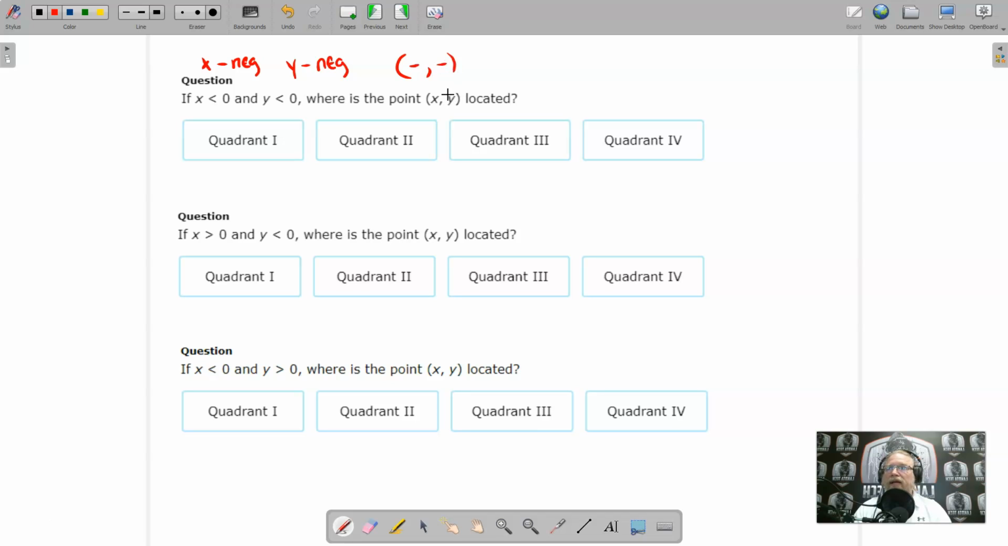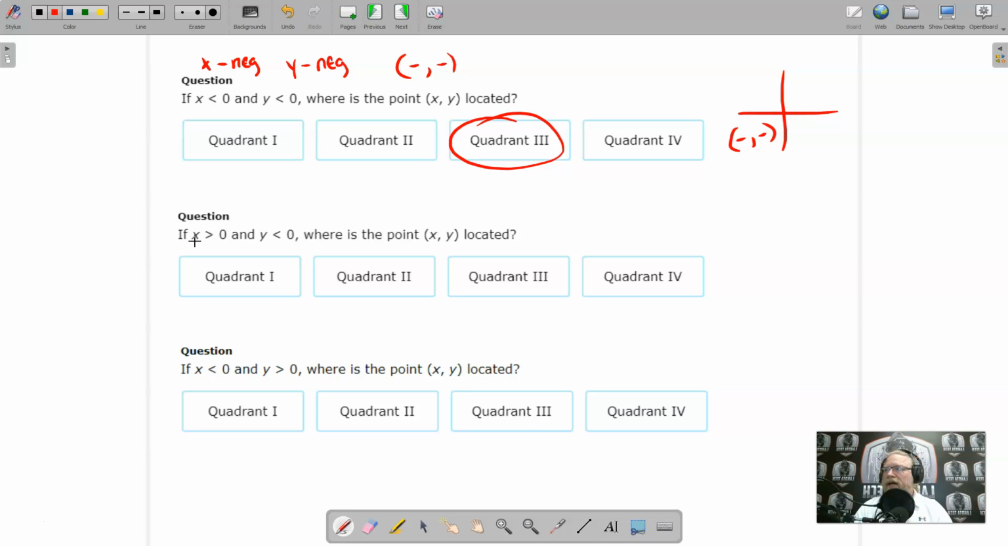What quadrant is it in? Well, these are both negatives, right? So remember, that's over here in quadrant 3, where everything's negative, negative. There you go. So that would be quadrant 3, because x is less than 0, that means x is negative. Y is less than 0, that means y is negative.